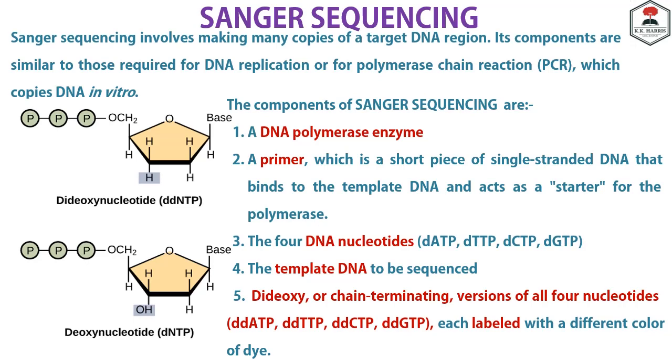The 4 DNA nucleotides, dATP, dTTP, dCTP, dGTP. The template DNA to be sequenced. And 4 dideoxy, or chain-terminating, versions of all 4 nucleotides, ddATP, ddTTP, ddCTP, ddGTP, each labeled with a different color of dye.